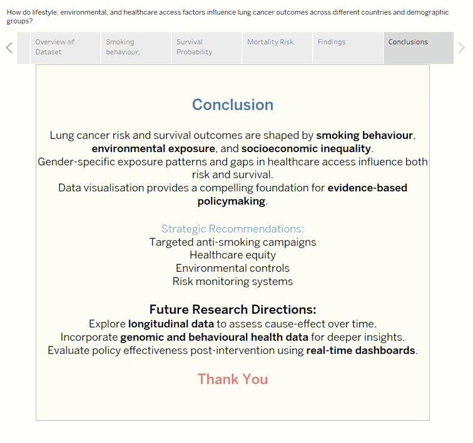Further research should expand on this foundation by using longitudinal data and incorporating genomic or lifestyle variables. Ultimately, this project underscores how data storytelling can support more effective, targeted, and equitable health strategies on a global scale.